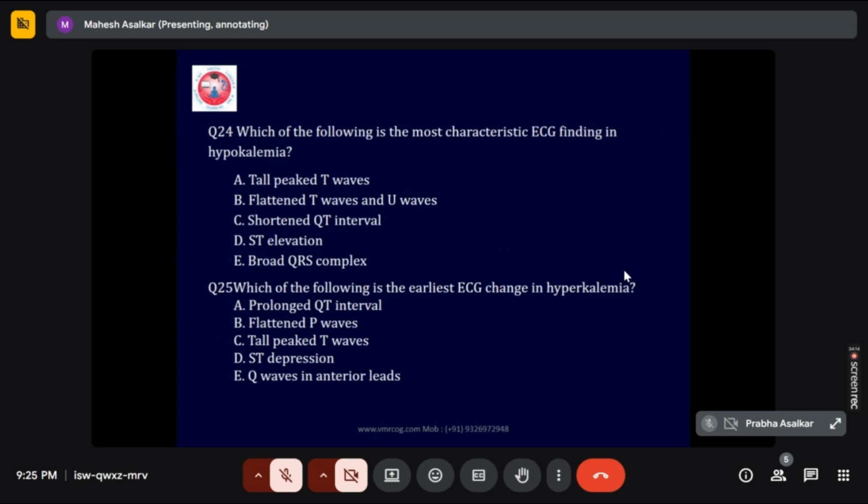Next question. Which of the following is the earliest ECG change in hyperkalemia? Prolonged QT interval, flattened P waves, tall peaked T waves, ST depression, Q waves in anterior leads. Tall peaked T waves in hyperkalemia. Correct. Okay, so with electrolyte imbalance, they may give you some ECG also, and they may ask you what exactly the problem or diagnosis is.